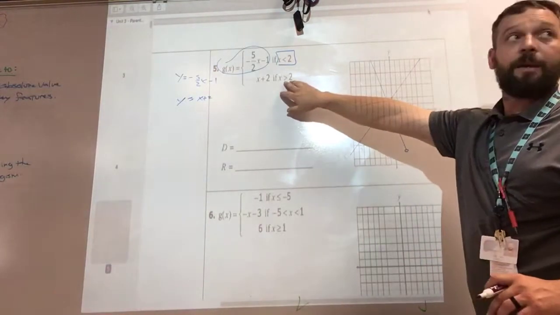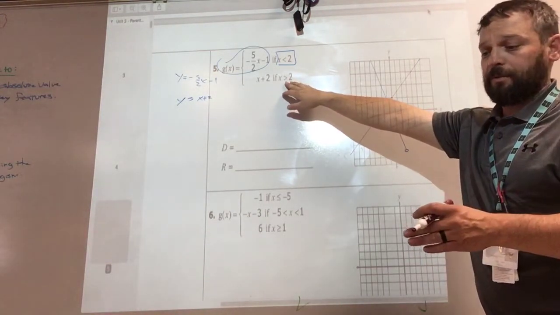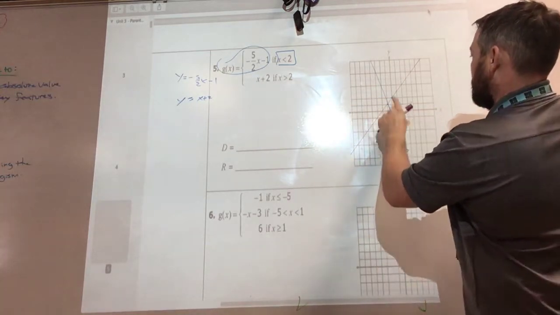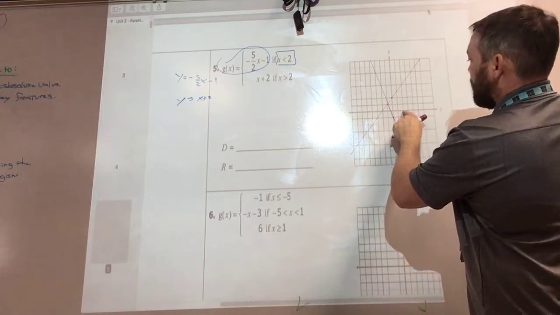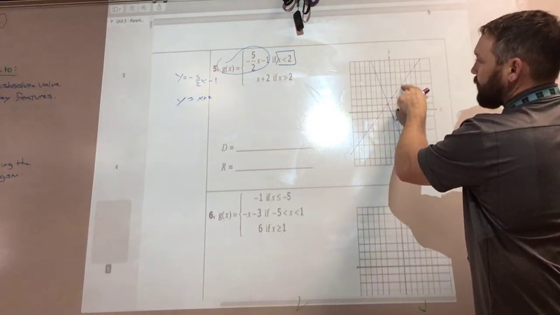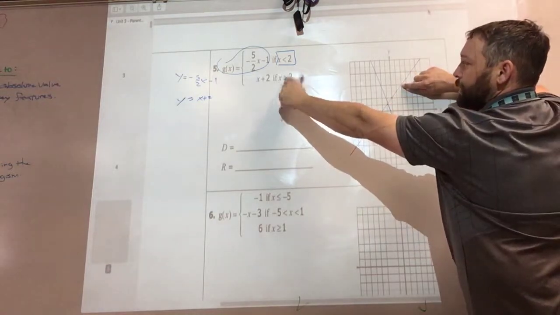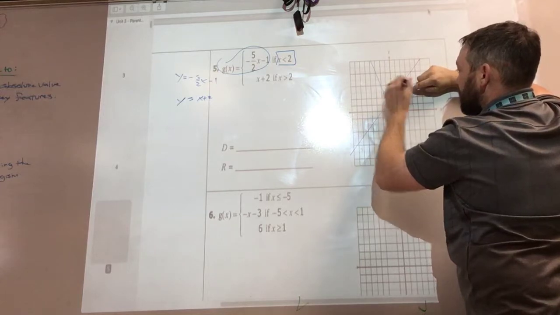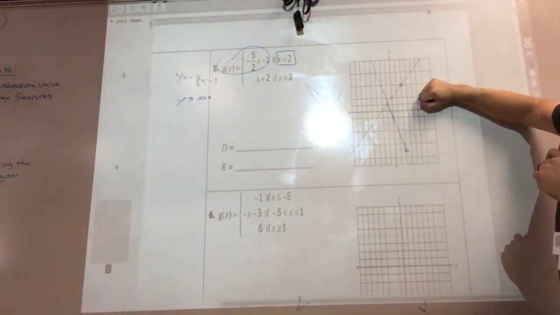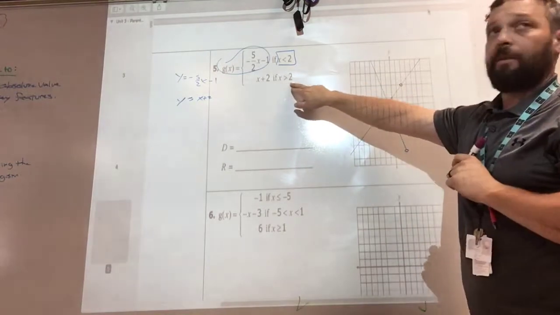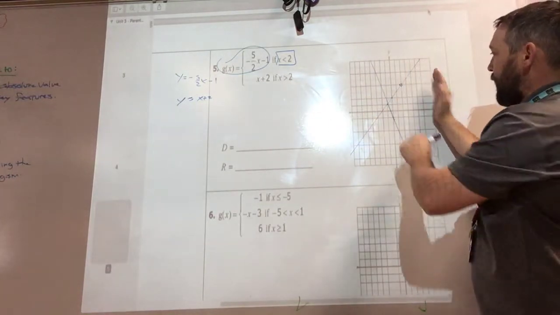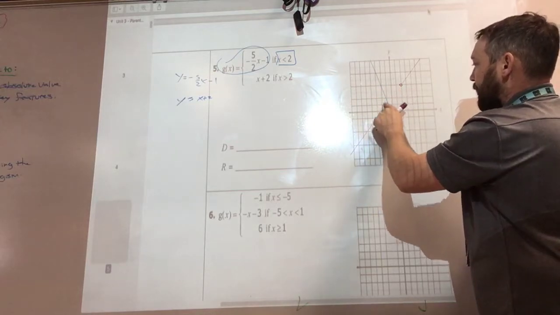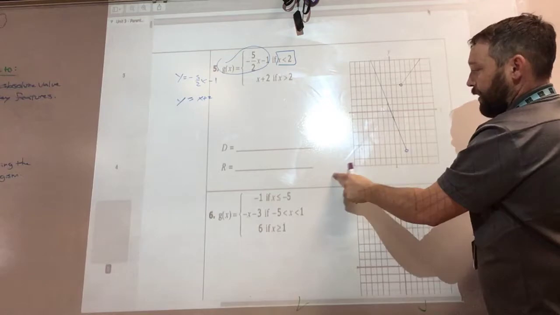I want to see everything where x is greater than 2, but not 2 itself. So I'm going to follow it up here, and this is a greater than symbol with no equal to under it. That means I want to have an open circle there. So I want to see all x greater than 2, which means from here to the right. So this part of the graph I care nothing about.